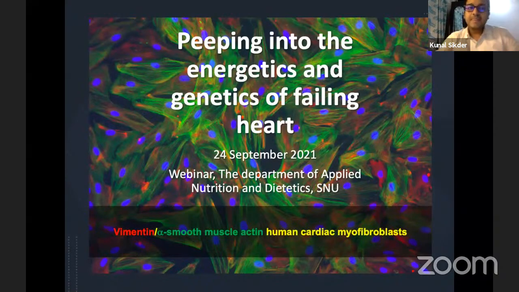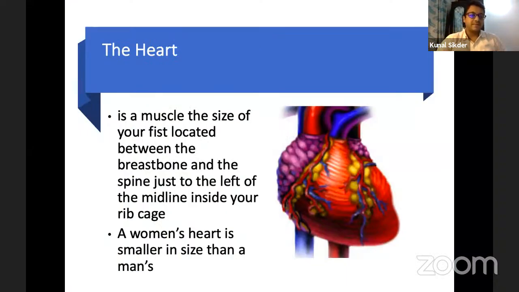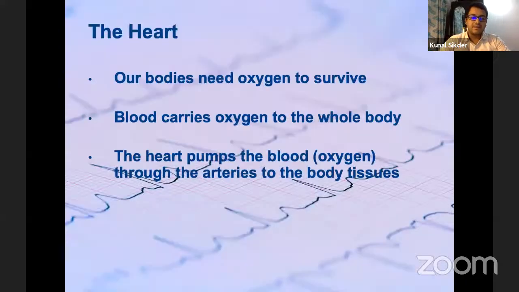So let me talk from the very basic aspect. What is heart? It's a muscle, and obviously it's one of the strongest internal muscles of our body, which is the size of your fist, located between the breastbone and the spine, just to the left of the midline inside your rib cage. And the heart actually supplies the oxygen and blood throughout the body as it pumps the blood to the arteries, to the different tissues.